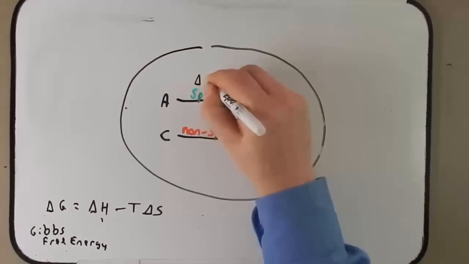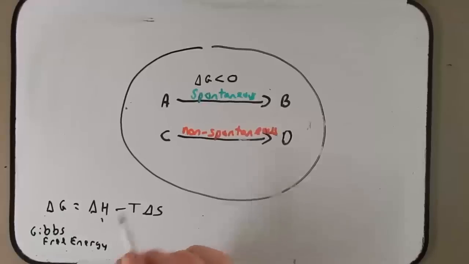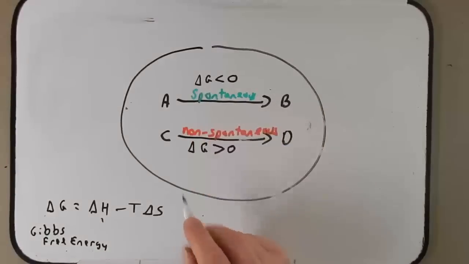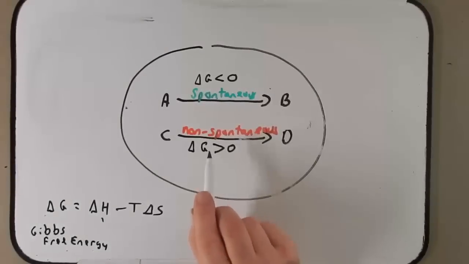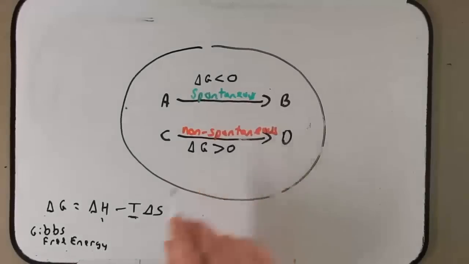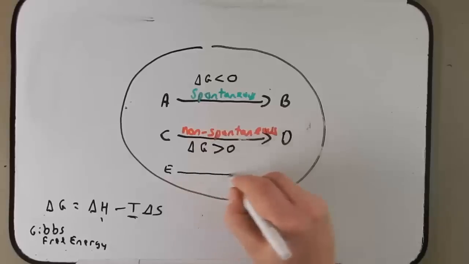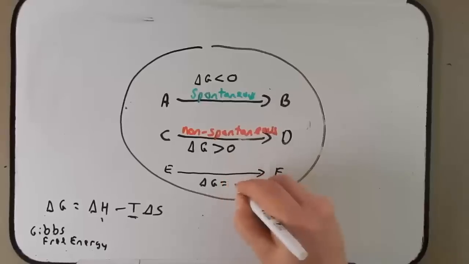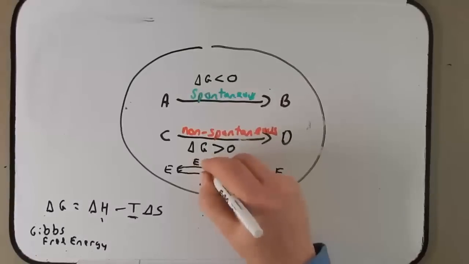If delta G is less than 0, we say the reaction is spontaneous. So if it's a negative number. Now, if that value of delta G is greater than 0, then that reaction would be non-spontaneous. Doesn't mean it can't occur. It just means that energy will have to be supplied to that system. Now, one thing I'm not showing here is what happens if delta G is 0. So let's write that one down here. You might have a reaction that goes from E to F. If delta G is equal to 0, then this reaction, E to F and back to E, is in equilibrium.